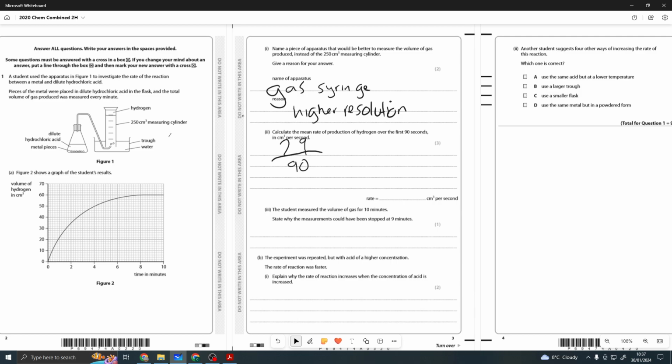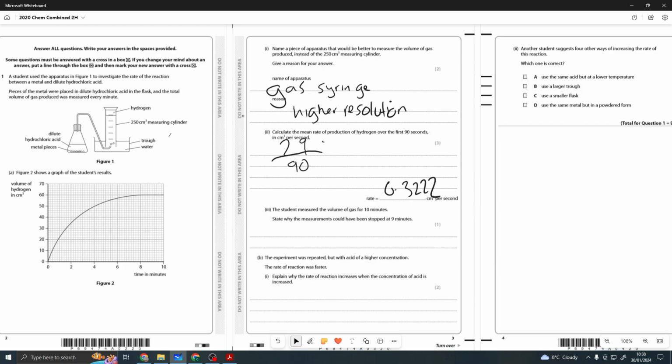So you've read the volume at 90 seconds as 29 centimetres cubed. That's one mark. You've got the rate there. You've got the equation, which says you fill in the volume produced divided by the time, and then finally you simply use your calculator to work this out, which is 0.3222 centimetres cubed per second. So 1 mark for the formula, and 1 mark for the answer.